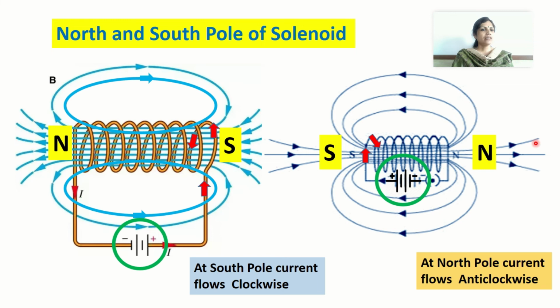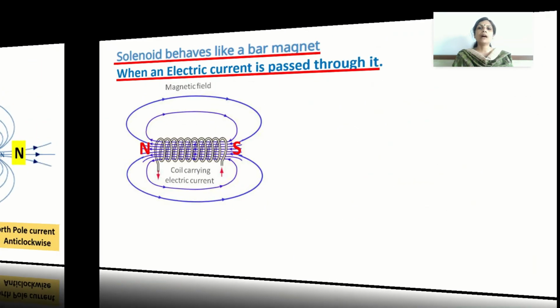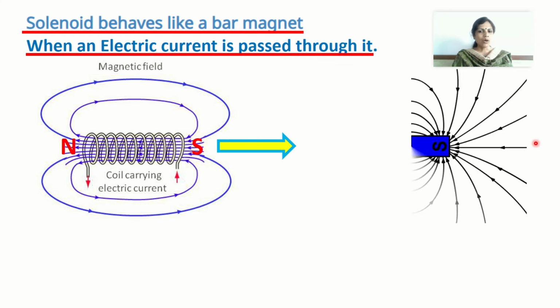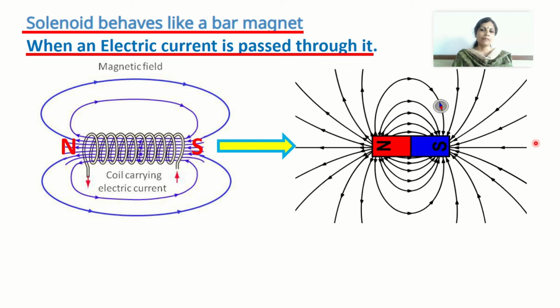So I'll sum up like this. Solenoid behaves like a bar magnet. You must have identified this. Can you just recollect how this magnetic field looks like? Yes, it's like a bar magnet. When an electric current is passed through it, it produces a magnetic field, and that magnetic field resembles the magnetic field of the bar magnet, wherein the magnetic field lines emerge from north pole and merge at the south pole. Very, very important thing you will keep in mind, that the magnetic field lines are in the form of closed loops.